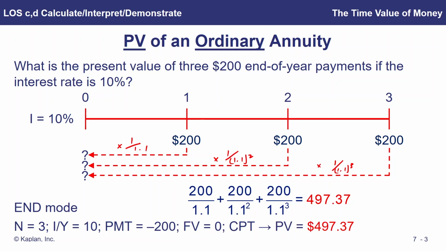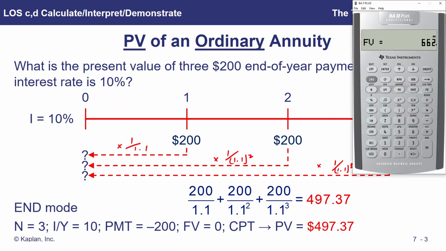Now, of course, what we want to do is do it on the BA2 plus. So let's have a look at that. Let me bring up my BA2 plus. Here it is. So second function, future value, clear equals cancel. Good. I've stripped out my time value of money buttons and I'm good to go. 3 and N. 10 and IY, 200 and payment.